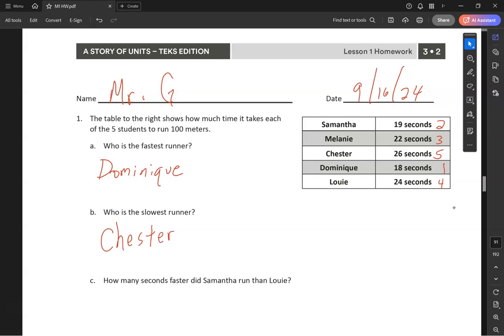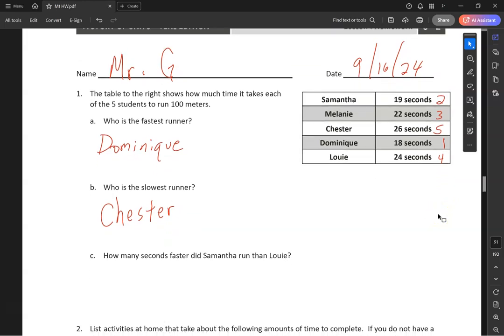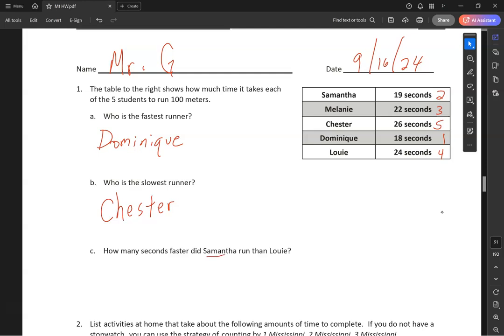Now remember, if I'm going too fast, you can always pause it, you can rewind it, whatever you need to do. C, how many seconds faster did Samantha run than Louie? Samantha ran 19 seconds, Louie ran 24. So 24 is the bigger number, and then Samantha 19. They want to know how many seconds faster, so I would have to subtract.